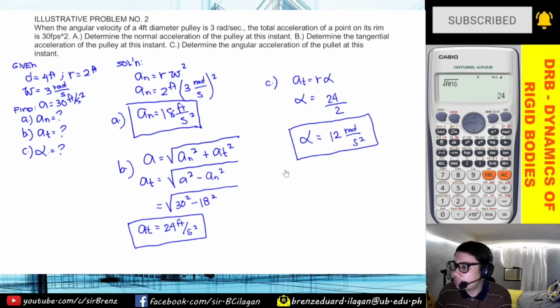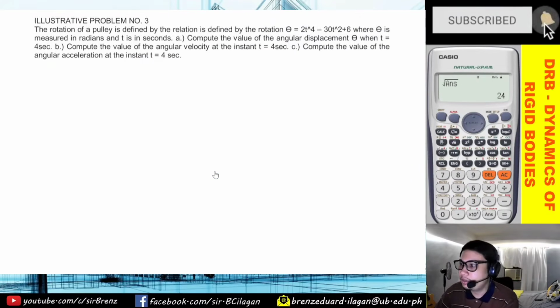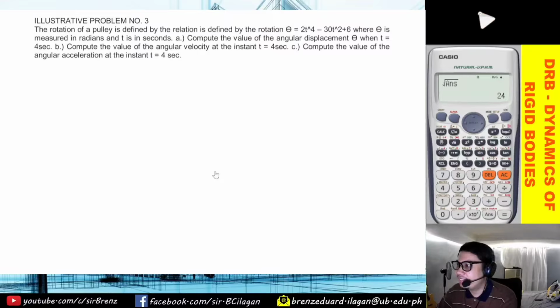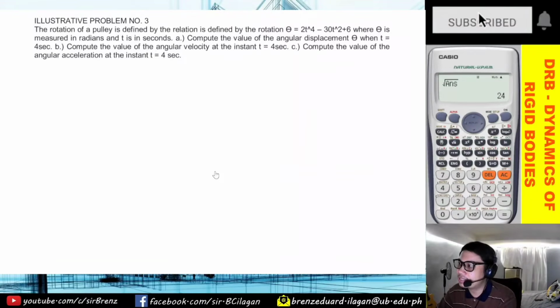Okay, so next problem. Basahin natin yung problem number 3. The rotation of a pulley is defined by the relation theta is equals to 2t raised to 4 minus 30t squared plus 6, where theta is measured in radian and t is in seconds.